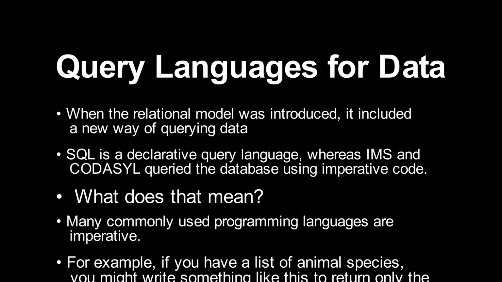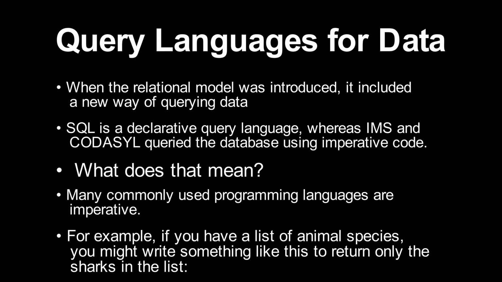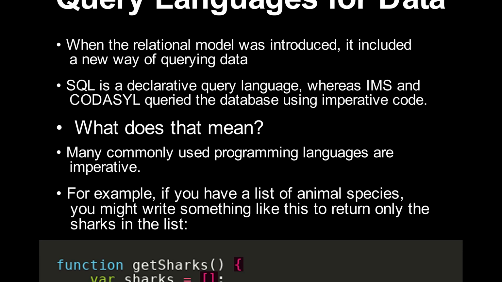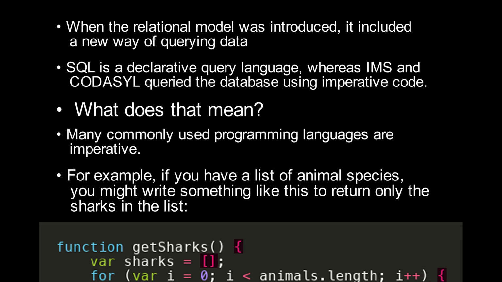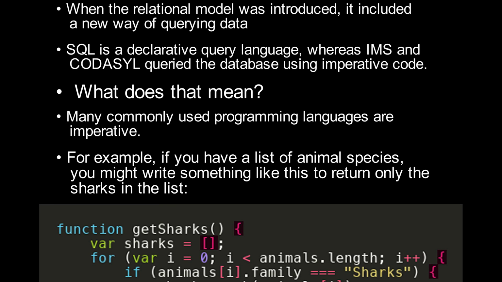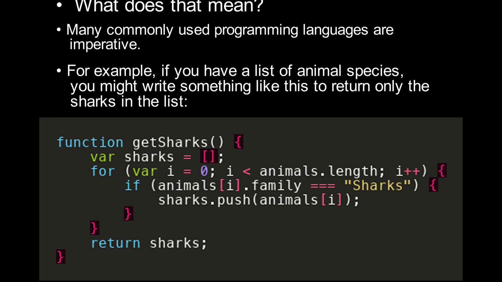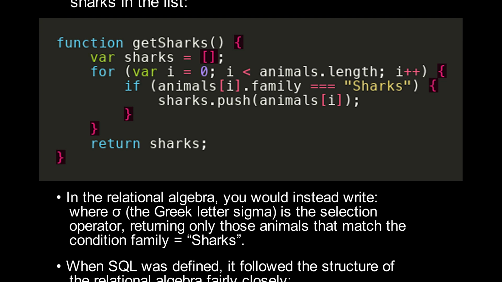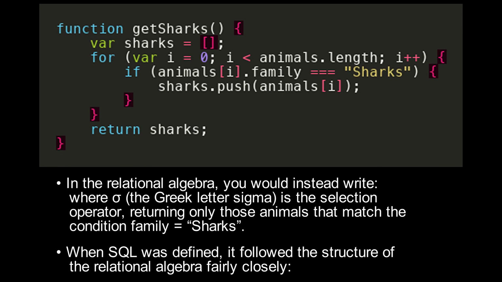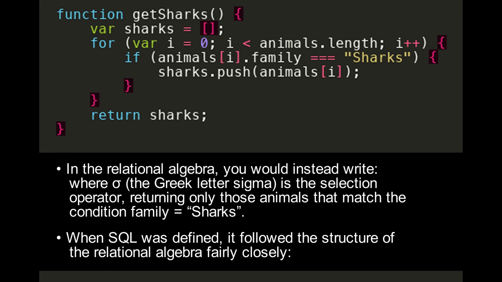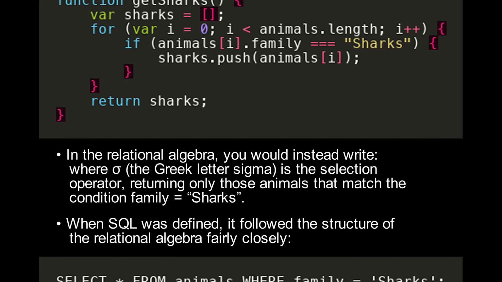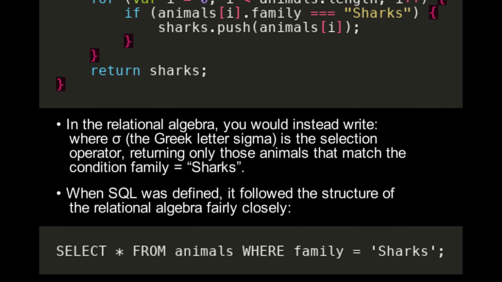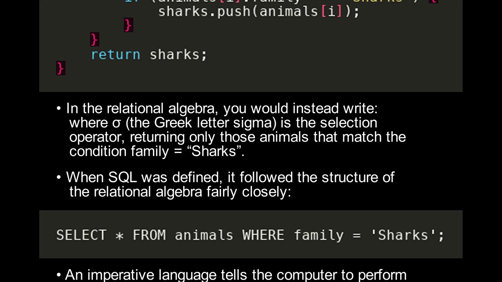What does that mean? Many commonly used programming languages are imperative. For example, if you have a list of animal species, you might write something like this to return only the sharks in the list. In the relational algebra, you would instead write, where sigma, the Greek letter sigma, is the selection operator, returning only those animals that match the condition family equals sharks. When SQL was defined, it followed the structure of the relational algebra fairly closely.